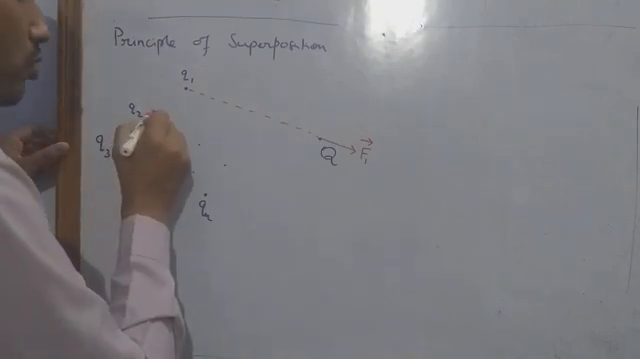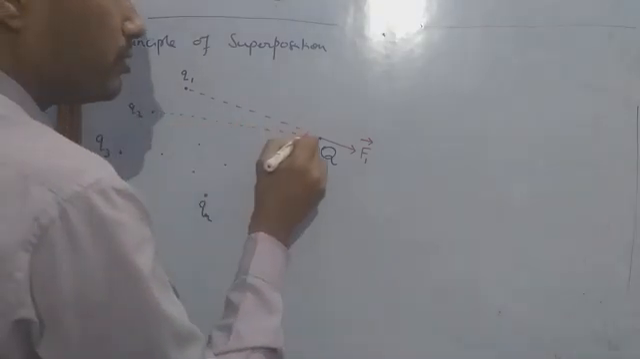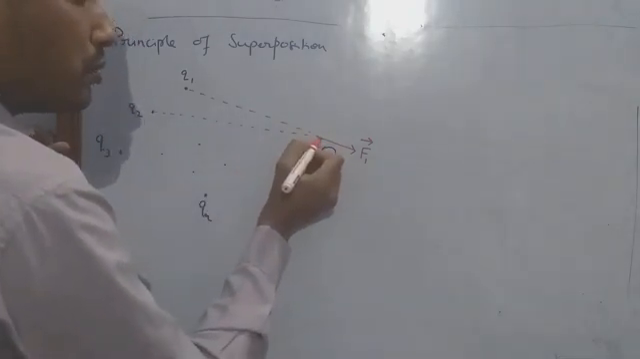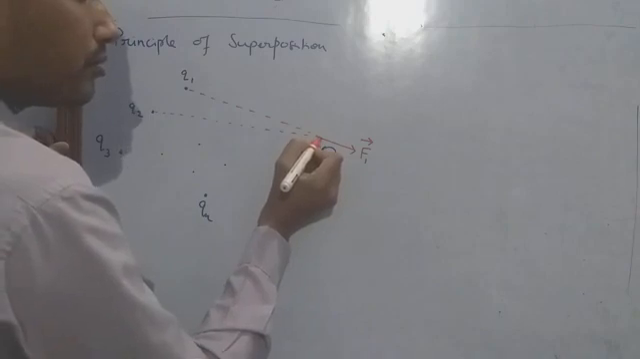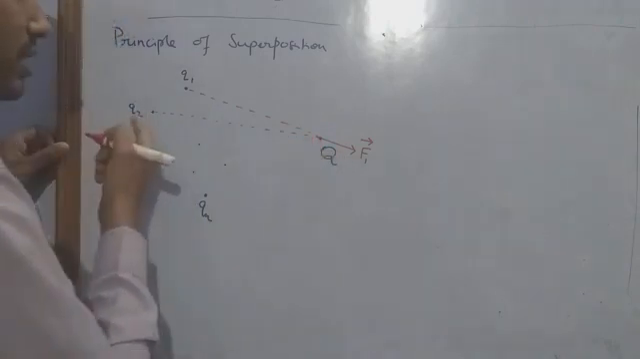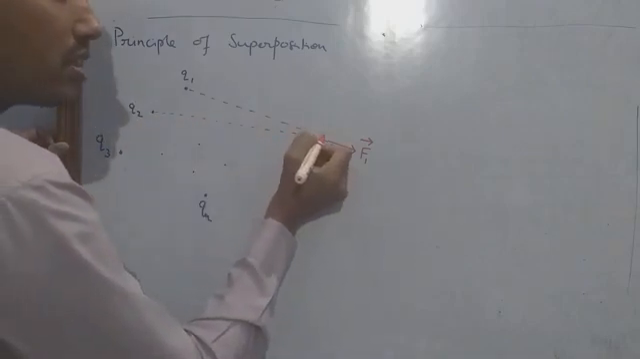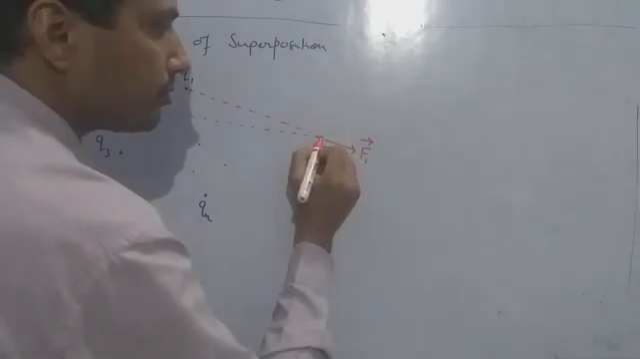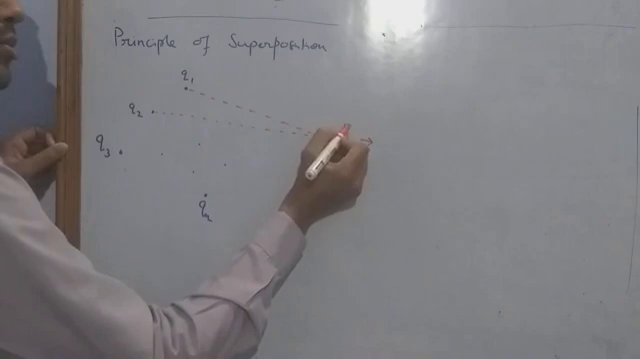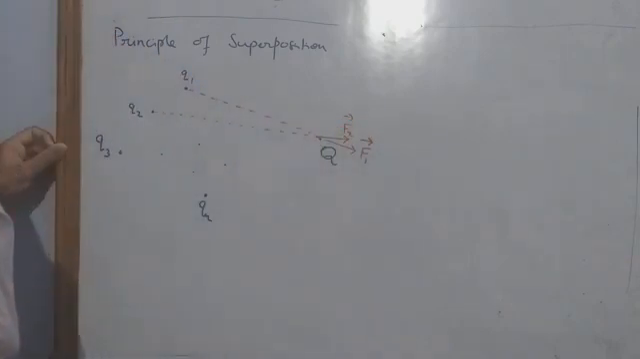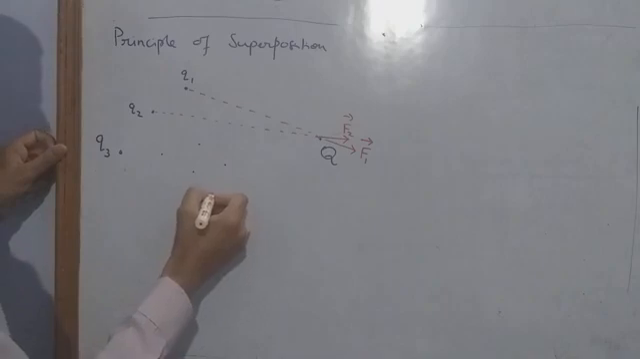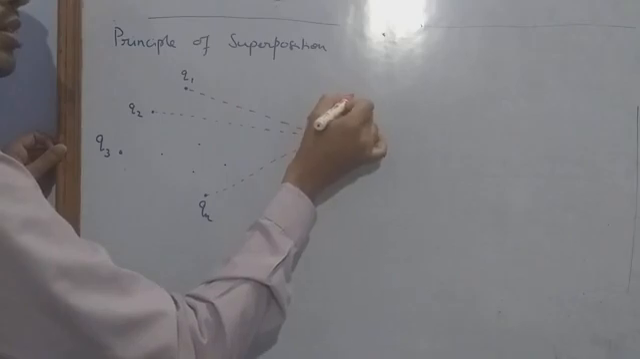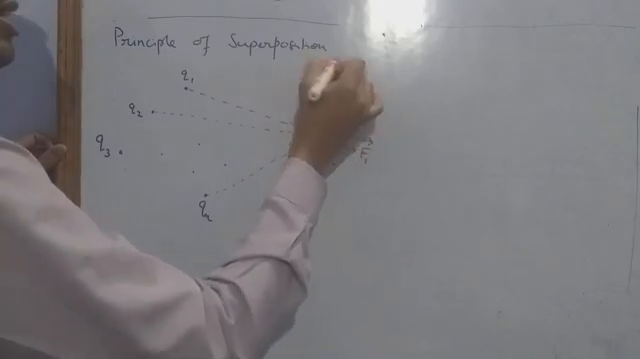Likewise, Q2 exerts some force on Q. Let that force be F2. It can be again attractive or repulsive. So let us consider a general case. So this is F2 vector, and so on. Say this force be Fn vector.